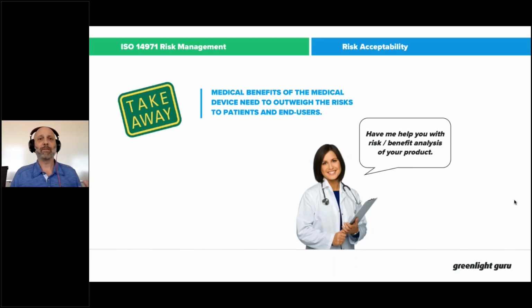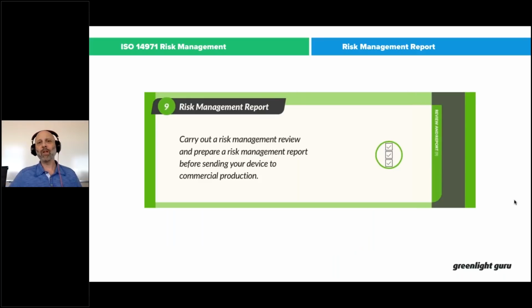And so you need to be able to document these decisions, and they need to be supported by some proven evidence to demonstrate that. And all of the information that you're generating from a risk management standpoint gets boiled into a risk management report. It's a summary of all the things that you're doing from a risk management standpoint.